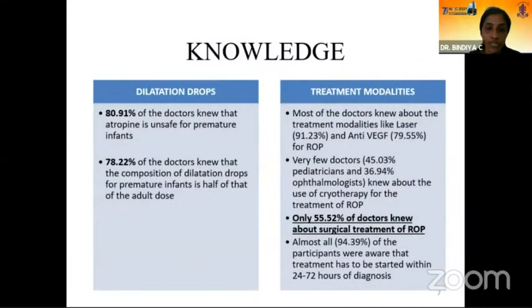Now coming to the knowledge about dilatation drops, they knew about the composition and safety of dilatation drops. Regarding the treatment modalities, most of them knew about the treatment modalities like laser and anti-VEGF, but very few doctors knew about use of cryotherapy for treatment of ROP, and only 55.52% of doctors knew about the surgical treatment of ROP.